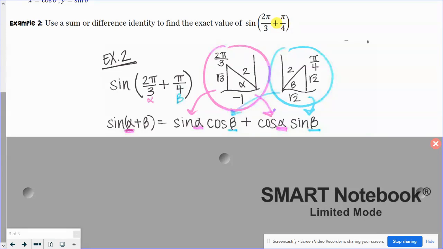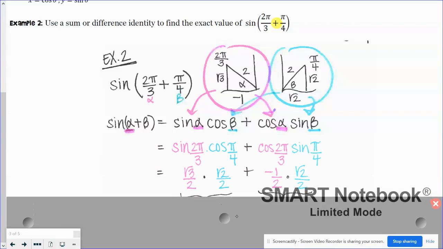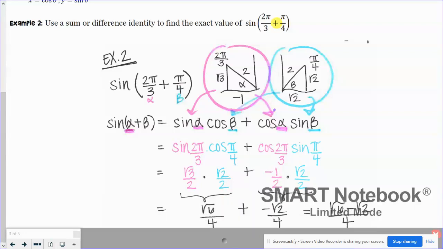And so now I'm just going to get the ratios from the triangles. Sine of 2 pi over 3 is the square root of 3 over 2. Cosine of pi over 4 is the square root of 2 over 2. Then cosine of 2 pi over 3 is negative 1/2, and sine of pi over 4 is the square root of 2 over 2. Then I'm simply doing the math.